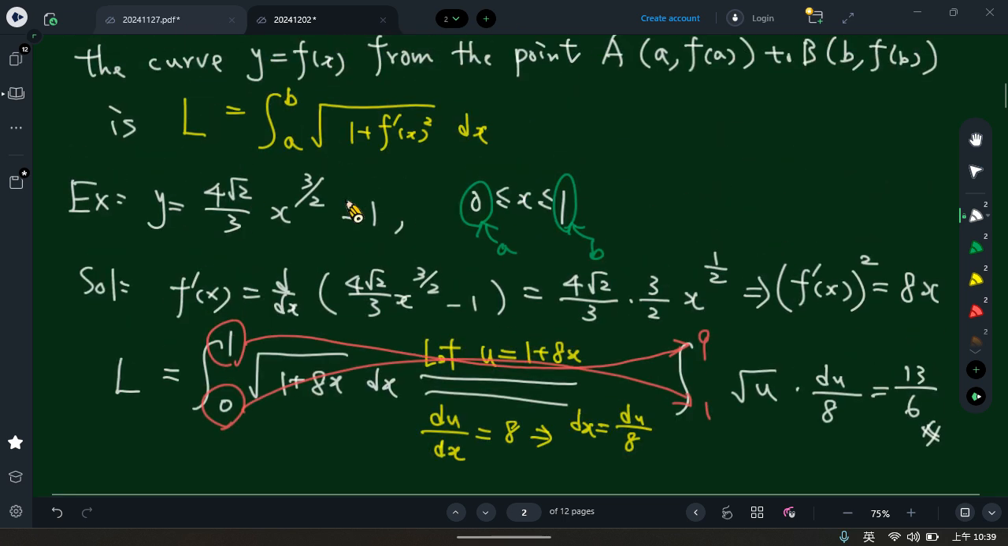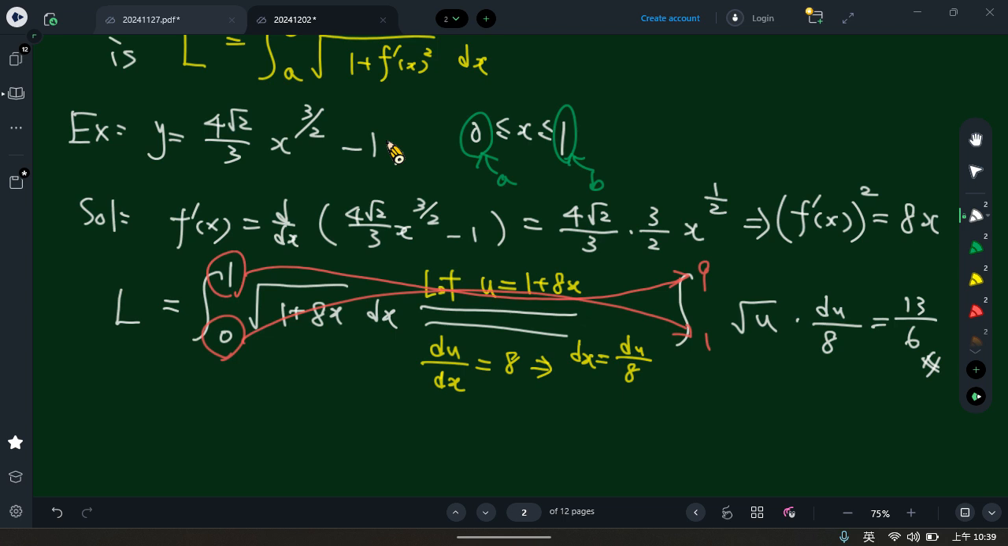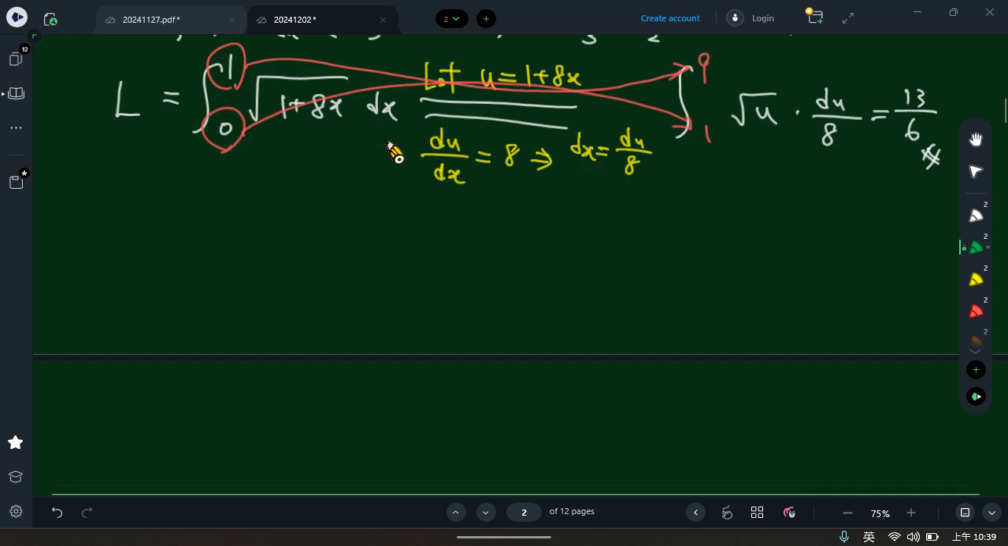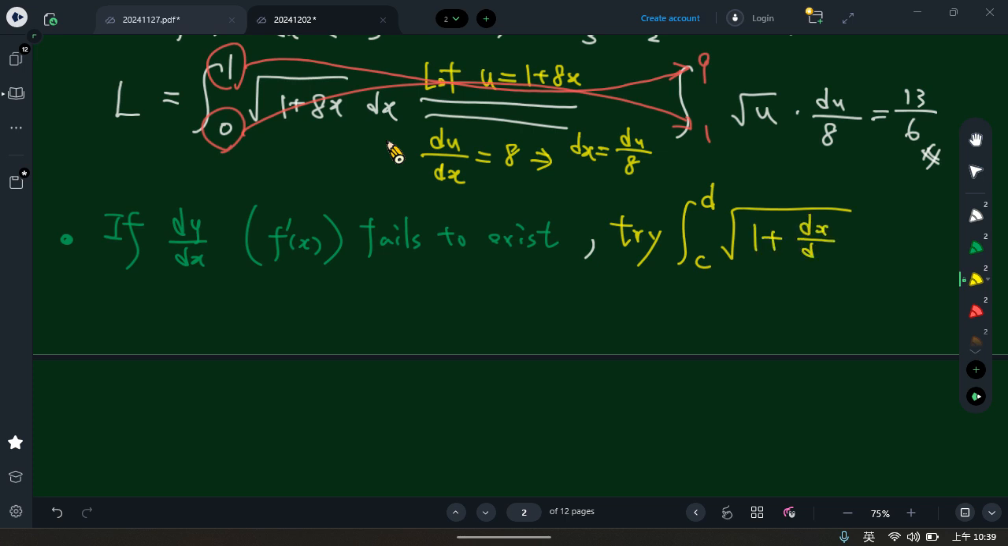Based on this, you can also find a point. If dy over dx, that means f prime of x, fails to exist, please try the integral from c to d of the square root of 1 plus (dx over dy) squared dy.